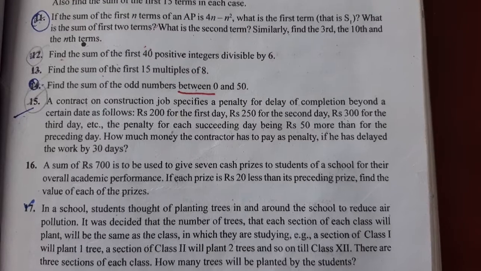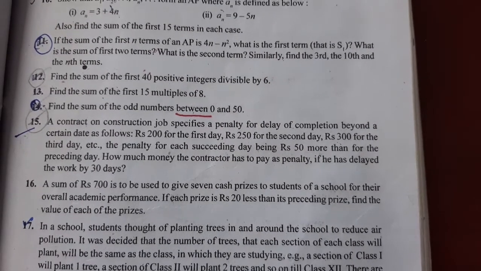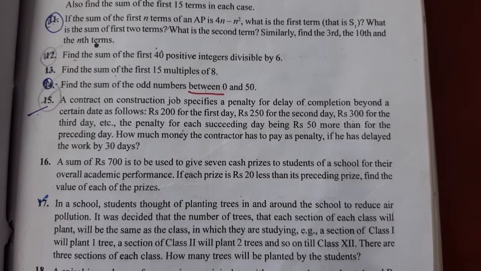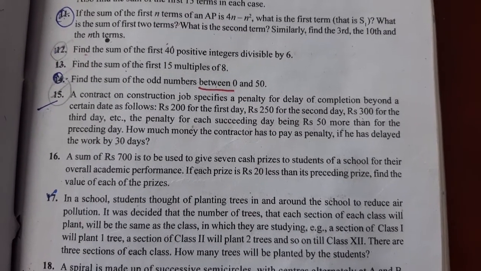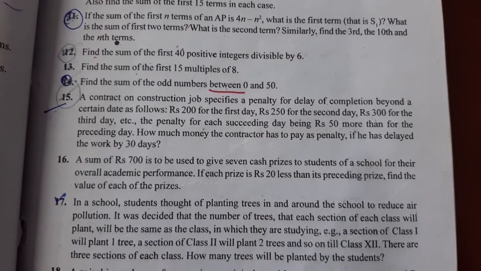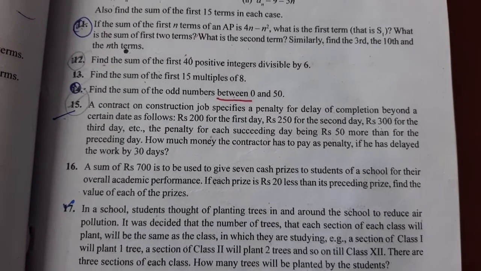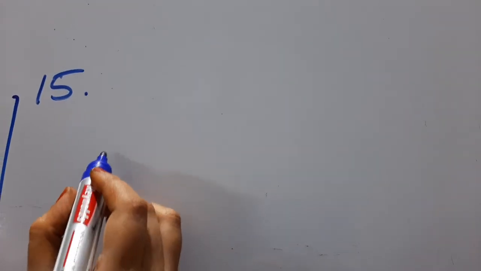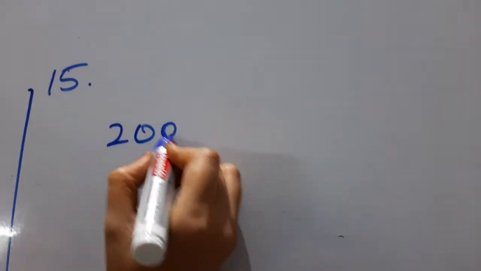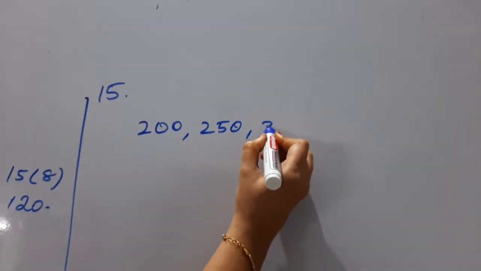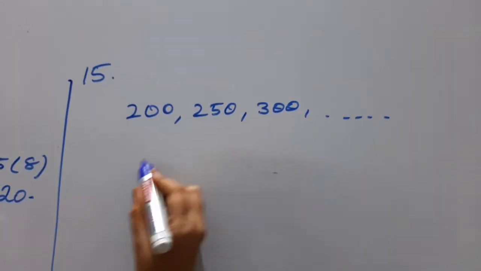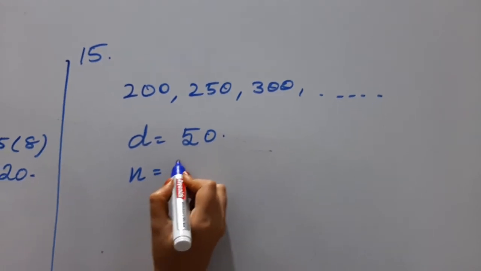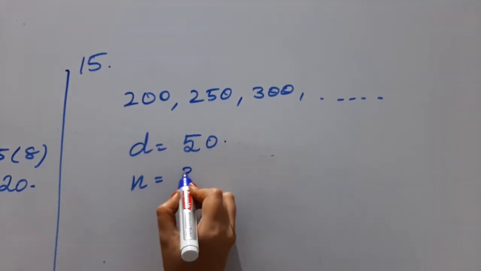And how much money does the contractor have to pay as penalty? We need to find out how much he has to pay if the work is delayed by 30 days. So n is also given in the question itself. n is 30. Then how will we solve the sum? Come, let's see. The penalty for each day is the first day 200, second day 250, third day 300, etc. The common difference is given as 50, and the number of days is given as 30.